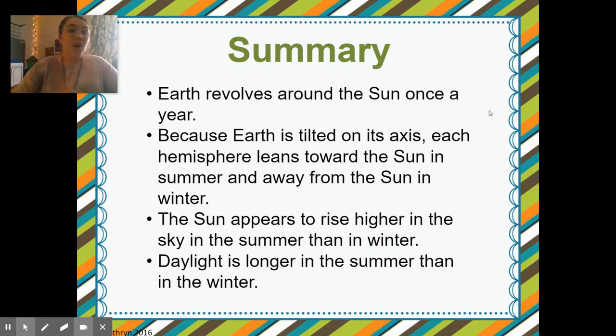So all in all, Earth revolves around the sun once a year. Because Earth is tilted on its axis, each hemisphere leans towards the sun in the summer and away from the sun in the winter. The sun appears to rise higher in the sky in the summer than it does in winter, and daylight is longer in the summer than it is in the winter.